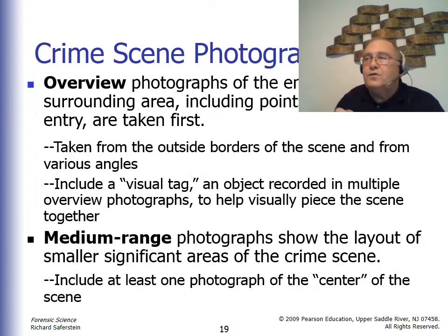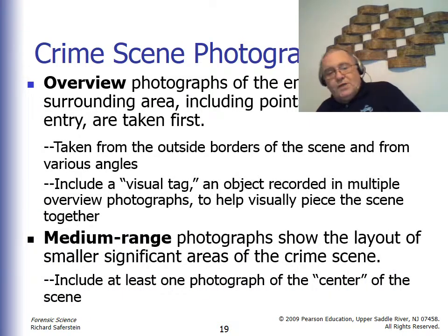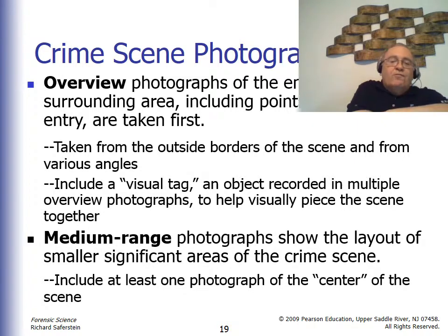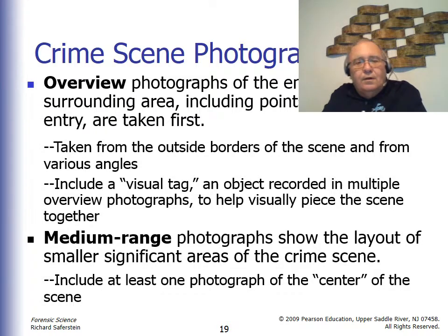All right, continuing on with the various types of photographs that are taken at the crime scene. First are the overview photographs. Those are what we would call in the commercial world landscape photographs, showing the entire scene and surrounding area, and points of entry and exit are taken.